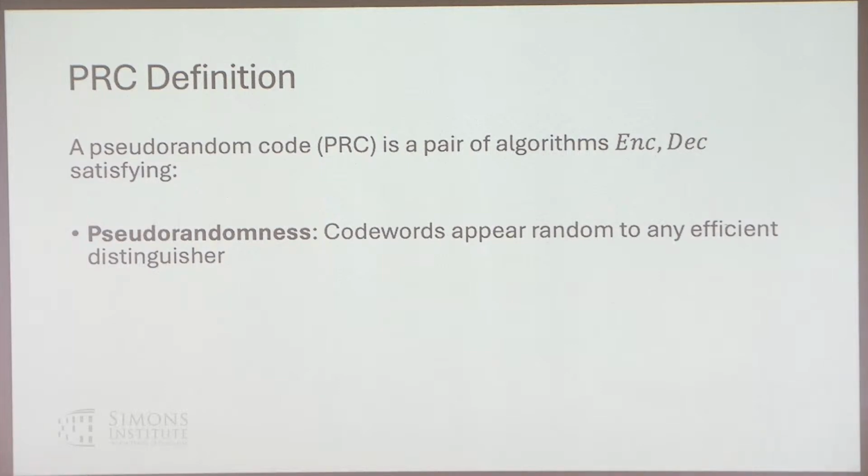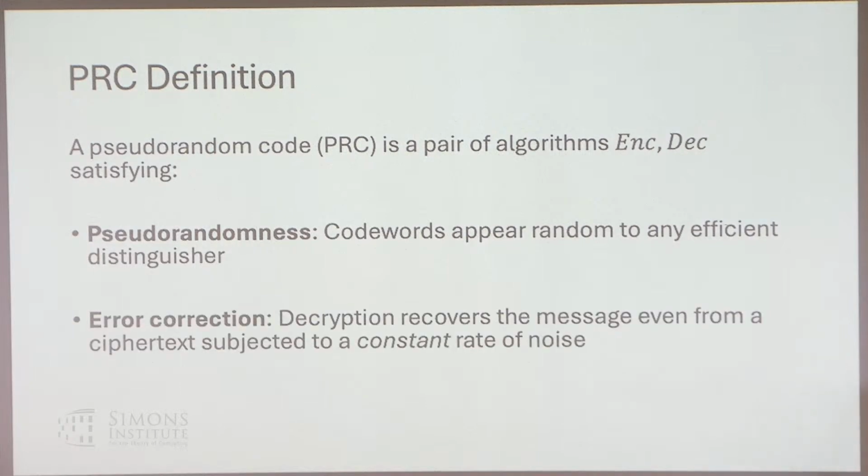So a pseudorandom code consists of an encryption algorithm and a decryption algorithm, and they must satisfy two properties, pseudorandomness and error correction. Pseudorandomness says that code words must appear random to a computationally bounded distinguisher. This is like CPA-style pseudorandomness. And then error correction, as you might expect, says that you can decrypt even if the ciphertext is subjected to some noise. And importantly, we want this decryption to be robust, even if this is a constant rate of noise. So even if, say, 49% of the bits in the ciphertext are flipped.